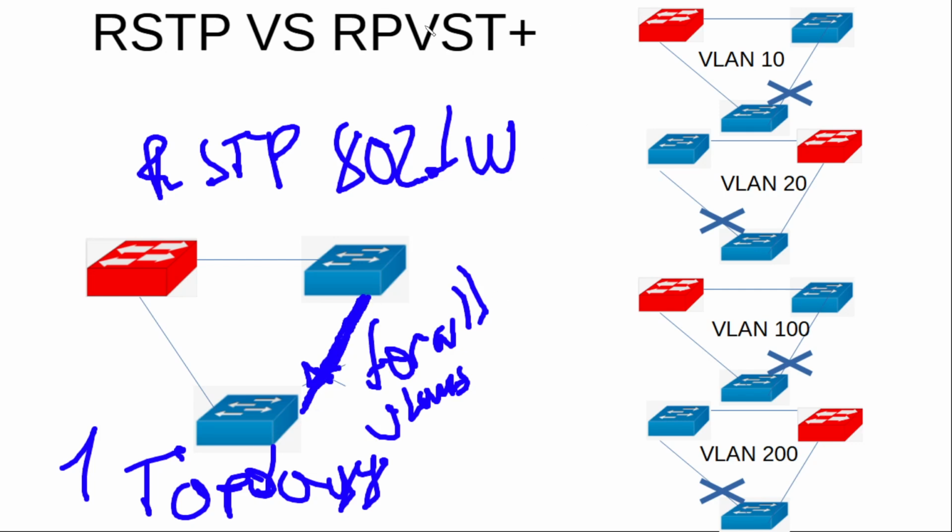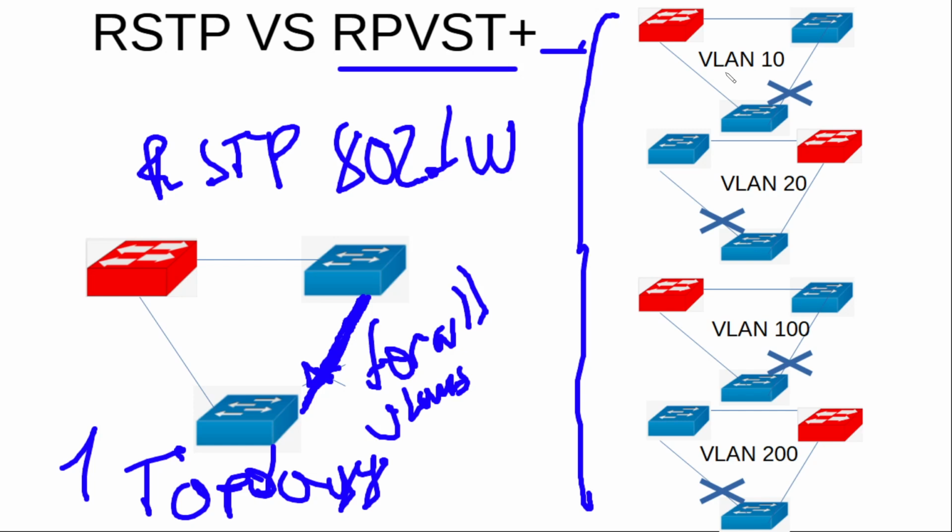But with rapid per VLAN spanning tree, you can generate one topology for VLAN 10, one topology for VLAN 20, one topology for VLAN 100, and one topology for VLAN 200, and so on. So you will have one topology per VLAN where you can set up different priorities and different costs for your ports or your switches depending on the VLAN. So for instance, for VLAN 10, this is the root bridge. For VLAN 20, this is the root bridge. For VLAN 100, this is the discarding port. For VLAN 200, this is the discarding port.